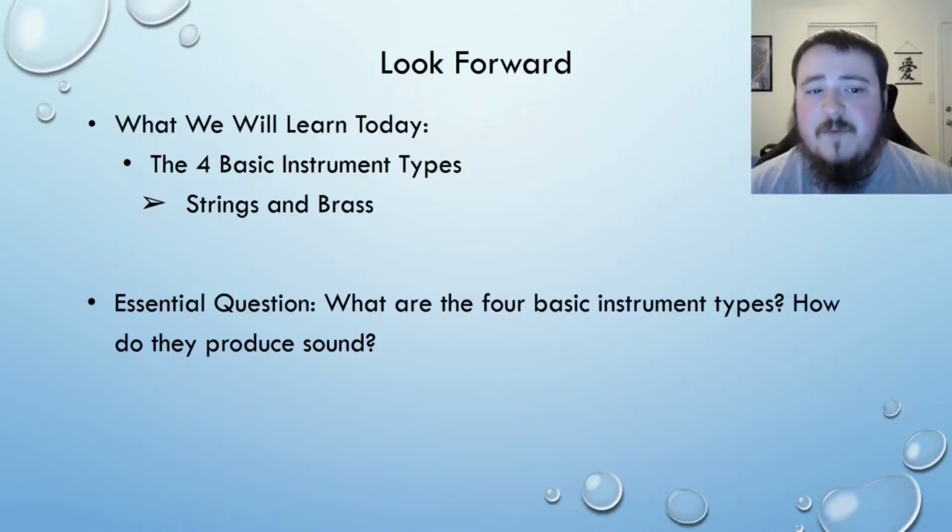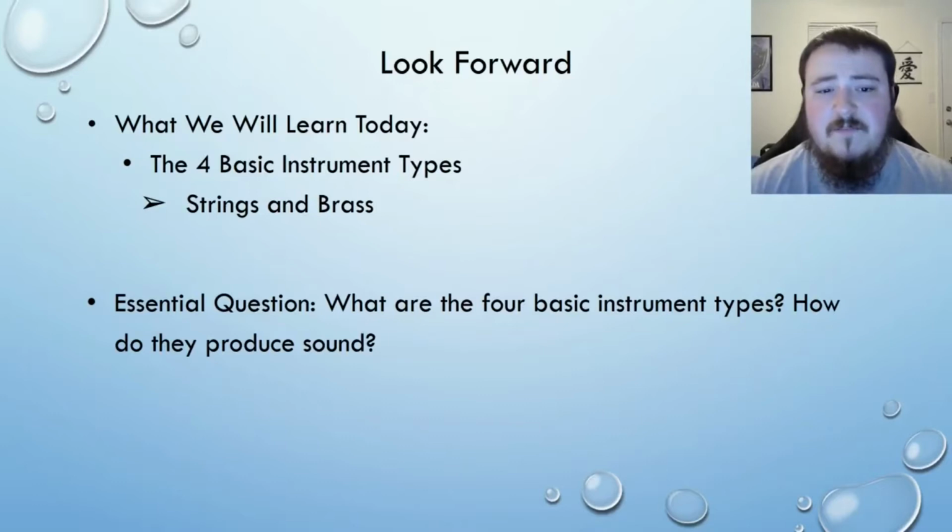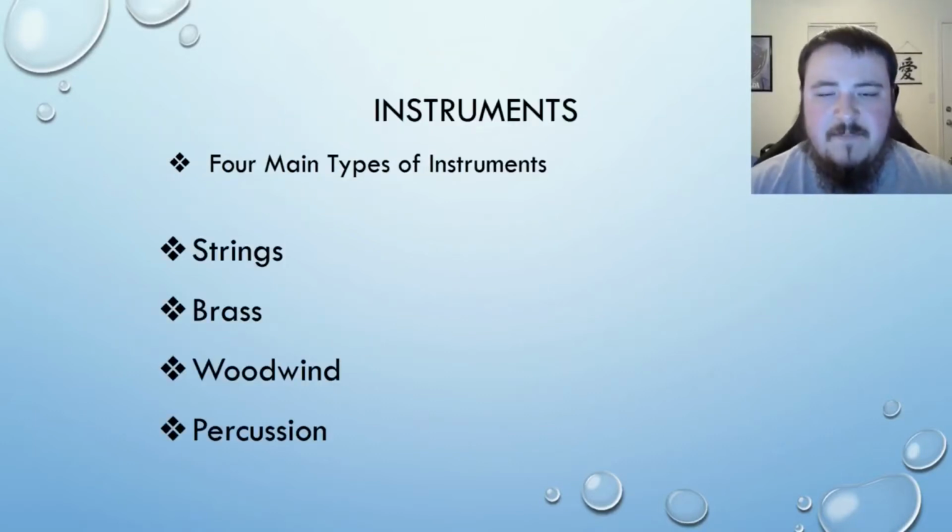Today we are going to talk about two of them, strings and brass. And our essential question is, what are the four basic instrument types and how do they produce sound? Our four main types of instruments are strings, brass, woodwind, and percussion.